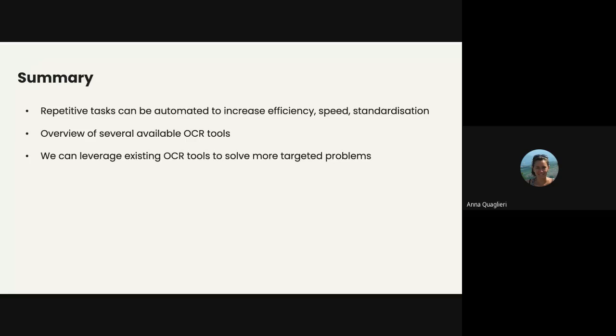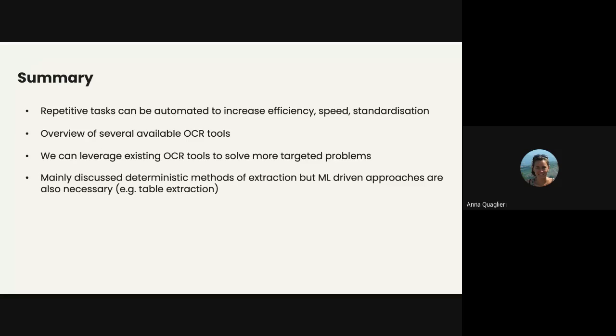I've shown you how we can leverage the existing OCR tools, which sometimes tend to be general, to solve more targeted problems. I've mainly been discussing deterministic methods using text and the spatial location on the page, but we are thinking, and of course machine learning driven approaches are also necessary in some cases and might help to solve more general problems, in particular table extraction.